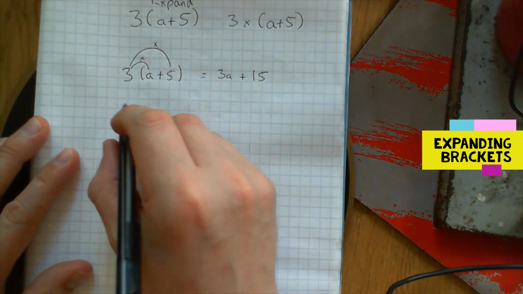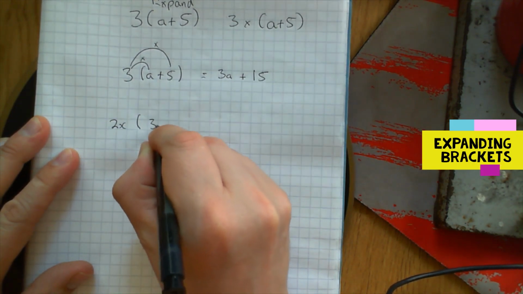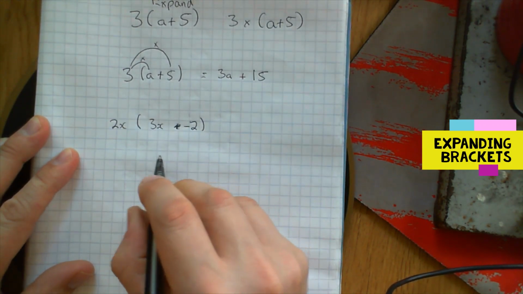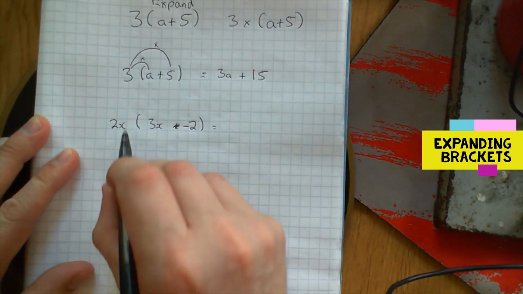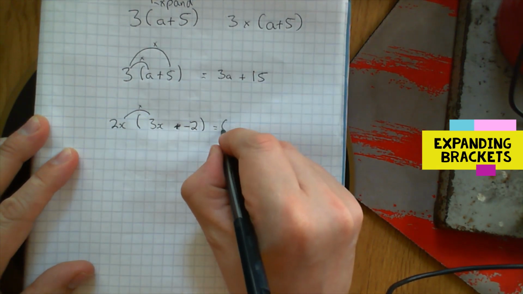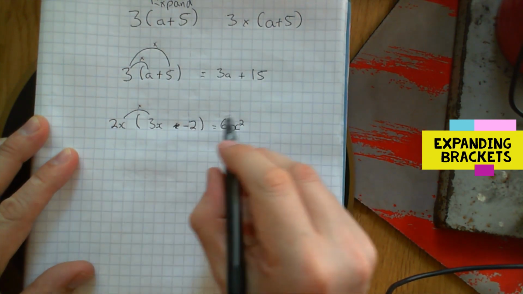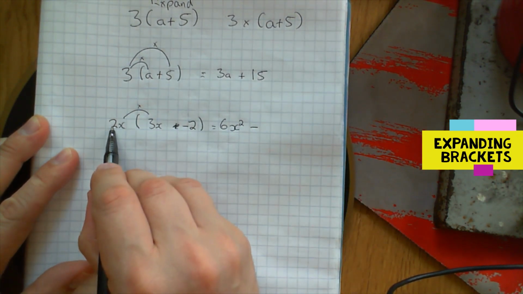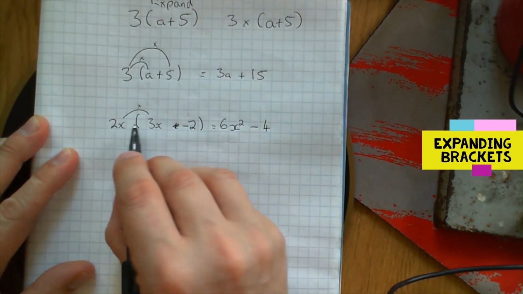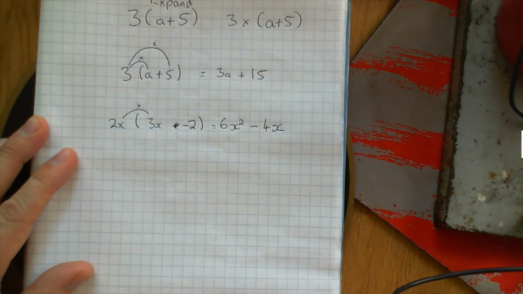If we do a slightly more complex one, let's have 2x times 3x plus 2. In fact, let's make it minus 2. Look at what we did last time. We're going to start with the numbers first. 2 times 3 is 6. x times x is x squared. Now this time we've got minus 2, so it's going to be minus, and it's 2 times 2, which is 4, and then we've just got the 1x, so it's minus 4x. So that is method 1.